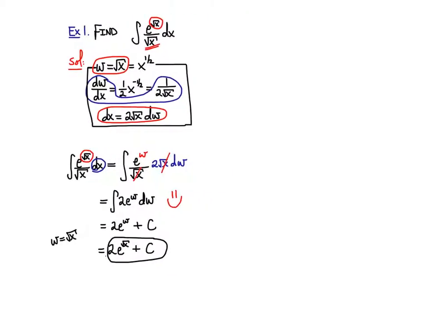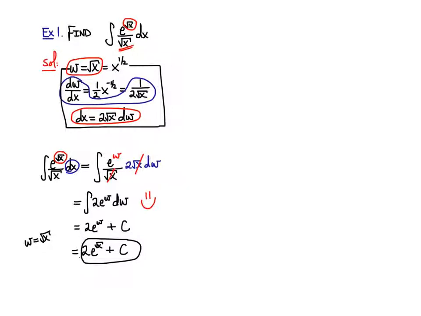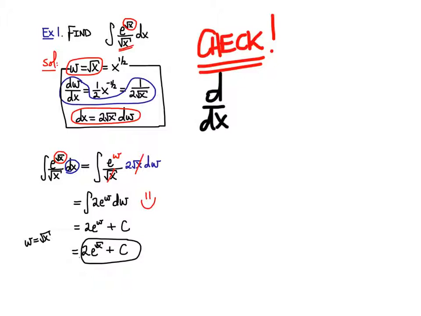Alright? And a nice final step is always to check your answer. And how do we check? Well, we know that this answer that we found down here is an antiderivative of the function that we started with up here. So therefore, if we take a derivative of this down here, we should end up with precisely what we started with. So let's do that. We're going to take a derivative with respect to x of 2 e to the root x plus c.